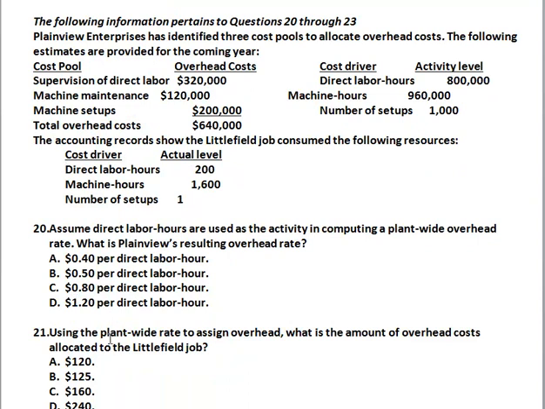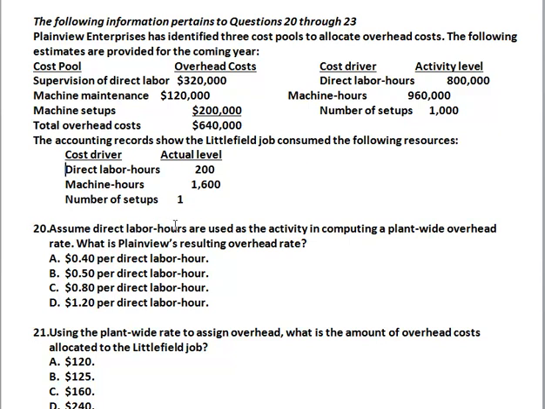Next couple of problems are going to use this same data. It's telling you these are your cost pools. So you've got supervision, machine maintenance, machine setups. You've got total overhead of $640,000. They're telling you what cost driver to use for each, and they're giving you the total activity level out of each of those cost drivers. And then they're telling you how much of that activity is used by this one particular job.